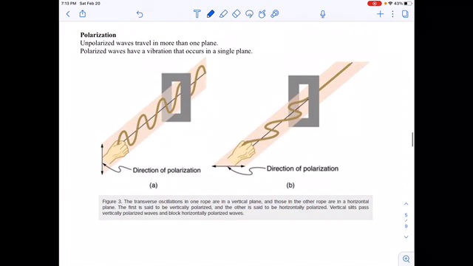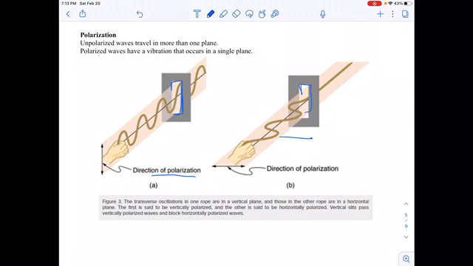Okay, finally, I want to introduce the concept of polarization. Unpolarized waves travel in more than one plane, and it's possible to have a wave on a string that goes sort of in a circular path or at an angle. If you can imagine having a wave on a string and forcing it to pass through an opening like this, we would say that this wave is vertically polarized. If I were to try to send a horizontal wave through a vertical opening, the wave would disappear altogether.